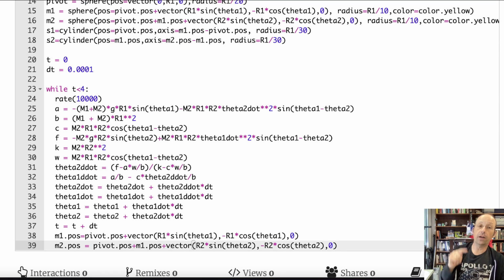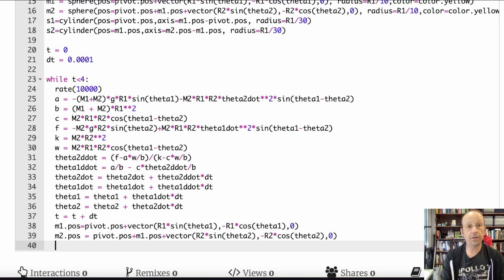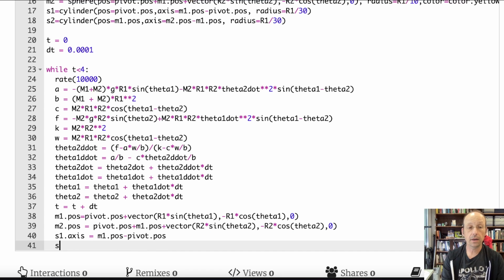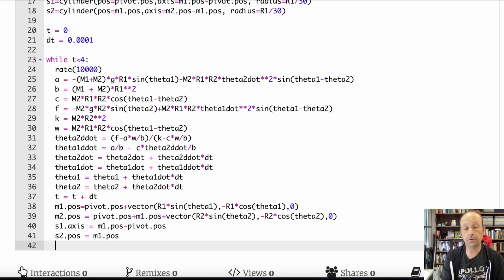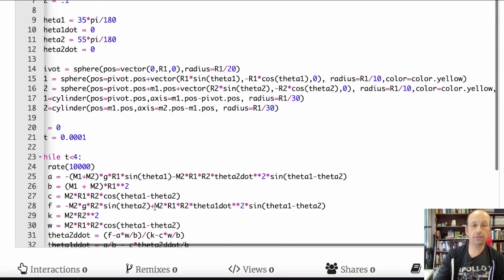Now I need to move string 1. I don't need to move its position. Its position is always going to stay at that pivot, which doesn't change. I just need the new axis. So I'm just going to retype that. S1.axis equals m1.pos minus pivot.pos. Now string 2 I do need to move. S2.pos equals m1.pos. And then I need to do the new axis. S2.axis equals, okay, it's going to be m2.pos minus m1.pos. I think this should work. I mean, I think I have everything there.